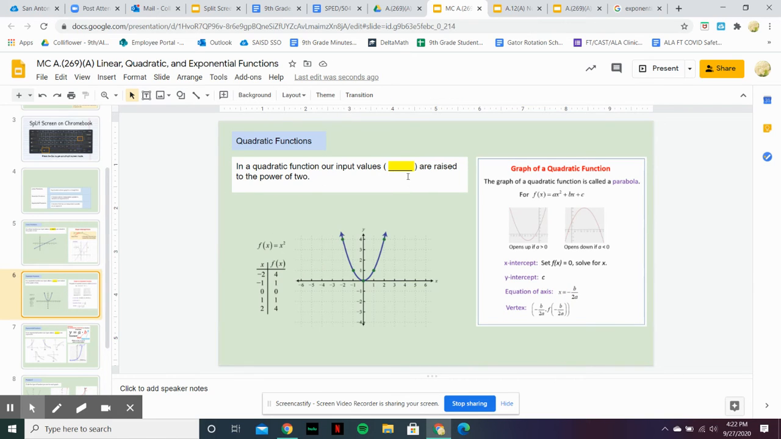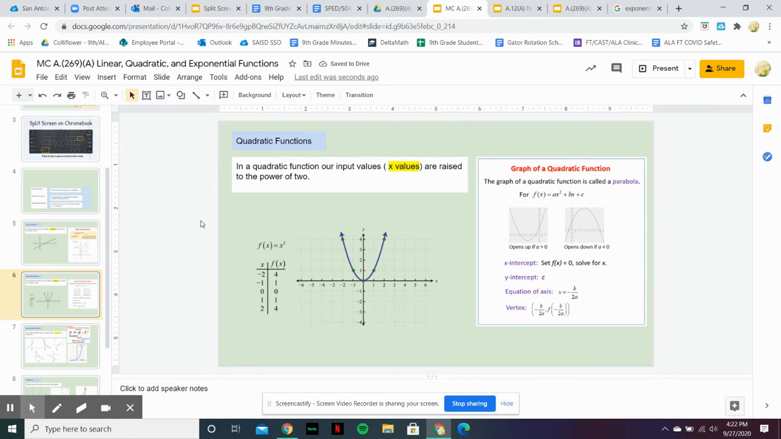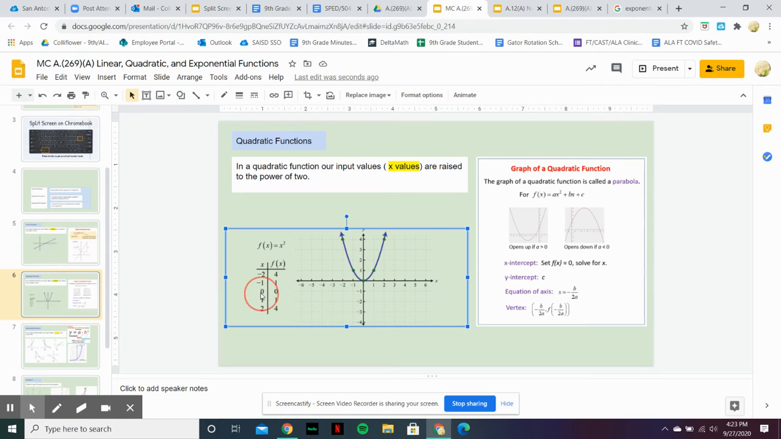In a quadratic function, our input values, which again are the x values, are raised to the power of 2. So if we look at this example here, this function is f of x equals x squared. So we take every input value and we square it. Negative 1 squared is 1, 0 squared is 0, 1 squared is 1, 2 squared is 4, and we get this shape that's called a parabola. So it looks like this.